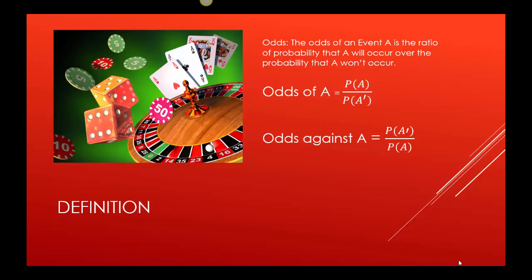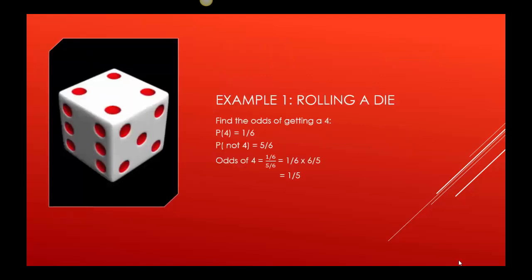The odds against A, which means the likelihood that A will not occur, is the probability of A complement over the probability of A. It's important to pay attention to whether we're looking at the odds of A or the odds against A. So example 1, let's say I'm rolling a die.